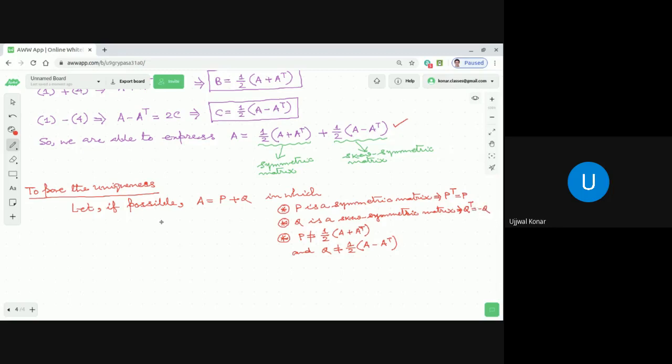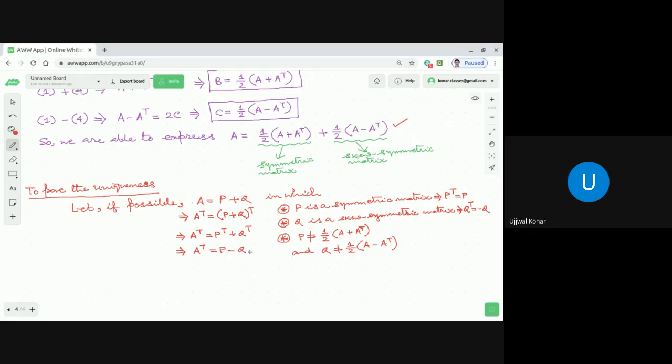Now, dear students, A is equal to P plus Q. So from here, we can write that A transpose is equal to P plus Q, whole transpose. This implies A transpose is equal to P transpose plus Q transpose. That is the property of the transpose of a matrix. So as P is a symmetric matrix, we can write P transpose equal to P, and Q transpose is equal to minus Q.